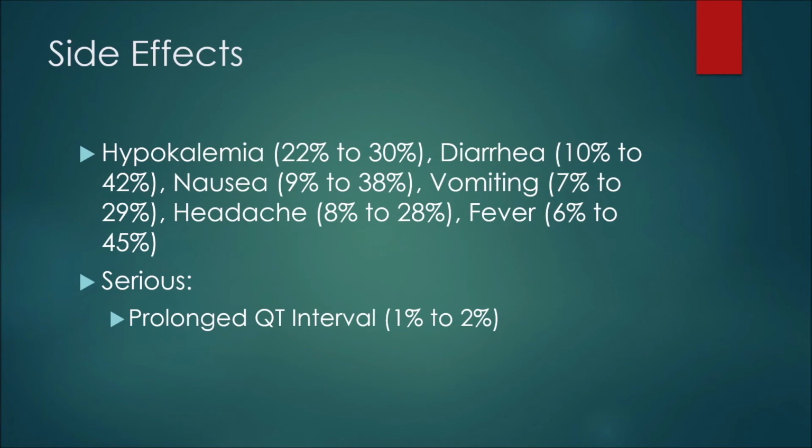For hypokalemia or low potassium levels, it may happen between 22 and 30% of the time. 10 to 42% of patients may experience diarrhea, and nausea may happen 9 to 38% of the time. 7 to 29% of patients may experience vomiting, and 8 to 28% may experience a headache. A fever seems to happen 6 to 45% of the time. Now, one serious side effect with this medication would be a prolonged QT interval, which can happen 1 to 2% of the time. All right, everybody, that's all we're going to talk about today with Posaconazole or Posanol.